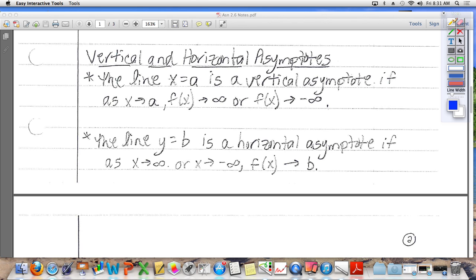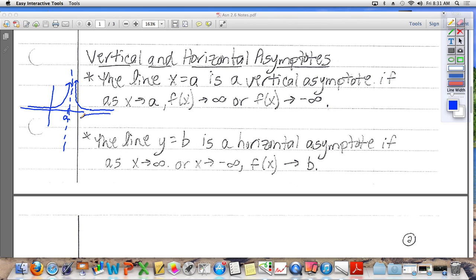if, as you approach that a value, the graph is approaching infinity or negative infinity. So let me explain what I mean. Let's say we have an a value right here. And as you're heading in toward this a value from the left, let's say the graph is doing this. If it's headed up toward positive infinity, that means you have a vertical asymptote right there at a. Does that make sense? What if you're coming in from the right and it's doing this? It's still headed toward positive infinity. That doesn't mean it has to head toward positive infinity, but in this case it is.